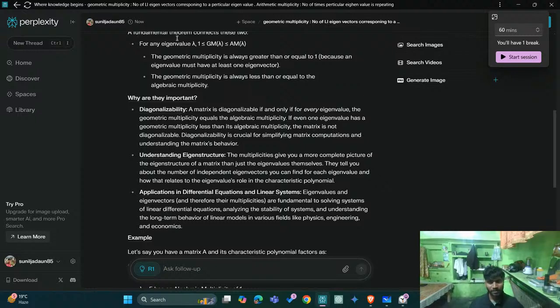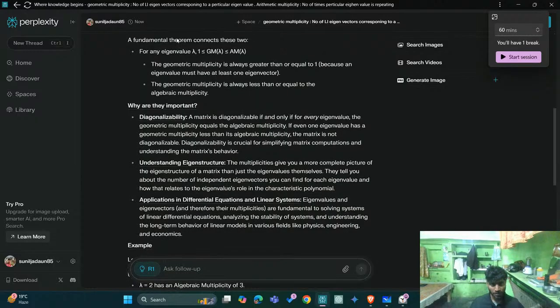A matrix is diagonalizable if and only if, for every eigenvalue, the geometric multiplicity equals the algebraic multiplicity. If even one eigenvalue has geometric multiplicity less than the algebraic multiplicity, the matrix is not diagonalizable.